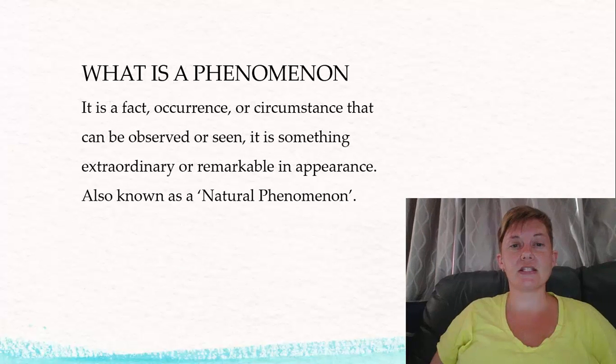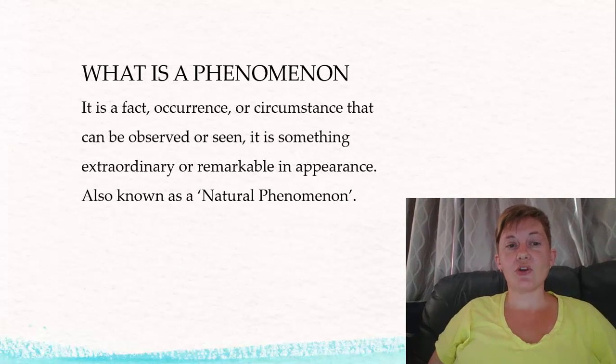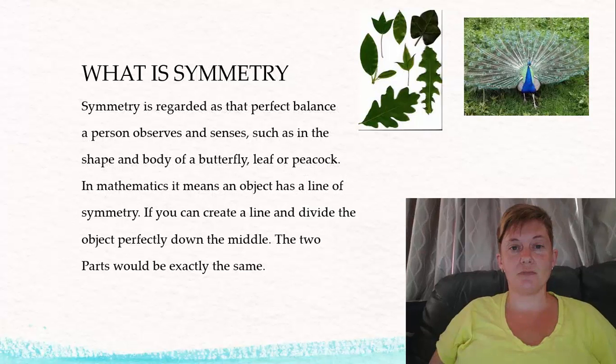Okay, what is phenomenon? It is a fact, occurrence, or circumstance that can be observed or seen. It is something extraordinary or remarkable in appearance, also known as a natural phenomenon. What is symmetry? Symmetry is regarded as the perfect balance a person observes and senses, such as the shape and body of a butterfly, a leaf, or a peacock.